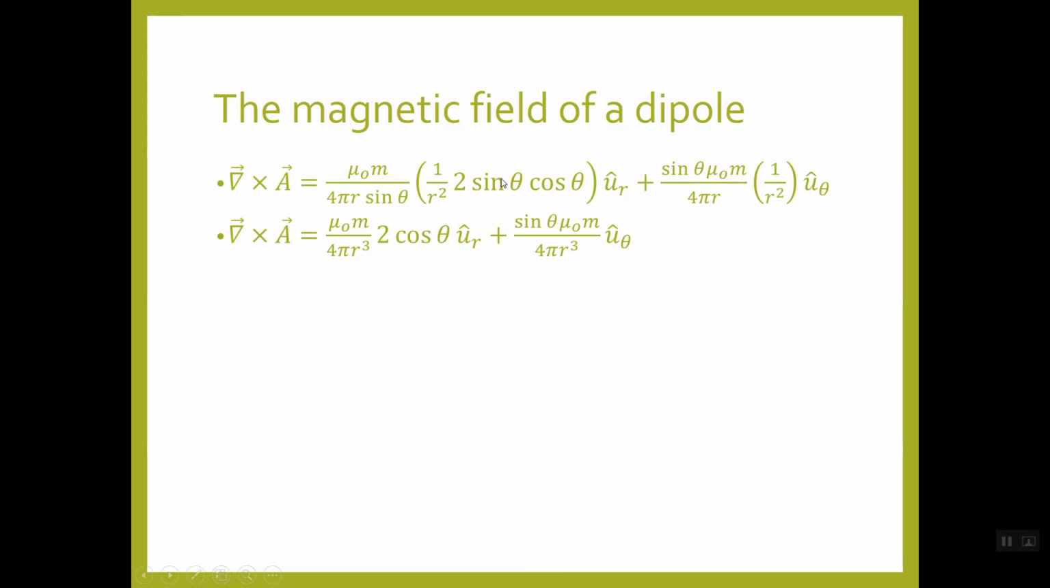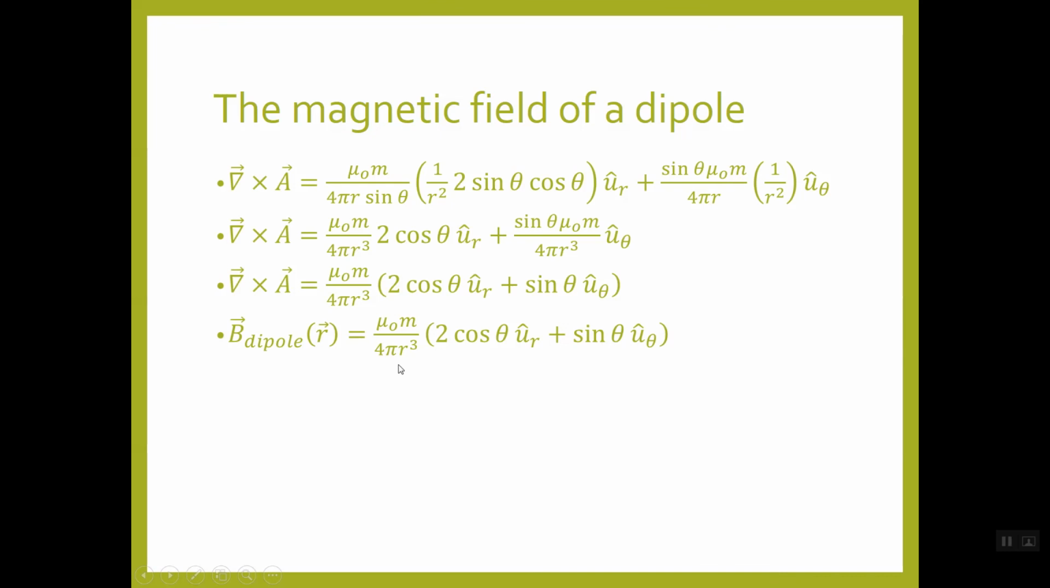I cancel some things out, like the sine thetas cancel out. We multiply the r's over here. I take out my common factor, and I get the magnetic field of a pure magnetic dipole.